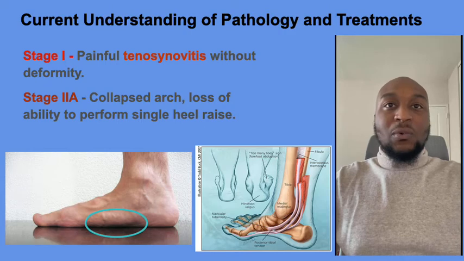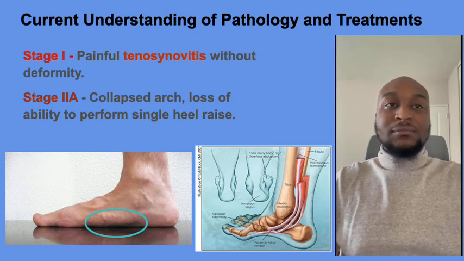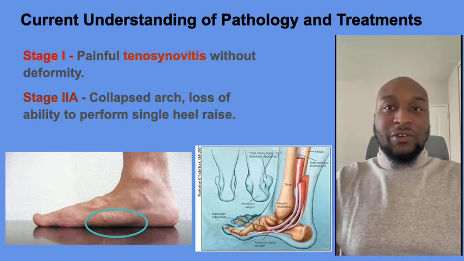Treatment will include a walking boot for approximately 3 to 4 weeks, followed by physical therapy for 3 to 4 months. Following therapy, the patient may receive custom molded orthotics. In stage 2, the patient will display a collapsed arch on the radiograph, as well as losing the ability to perform a single heel raise. The patient will also display a flat foot deformity. Treatment for this stage is similar to stage 1, along with the surgical options being posterior tendon debridement and repair.